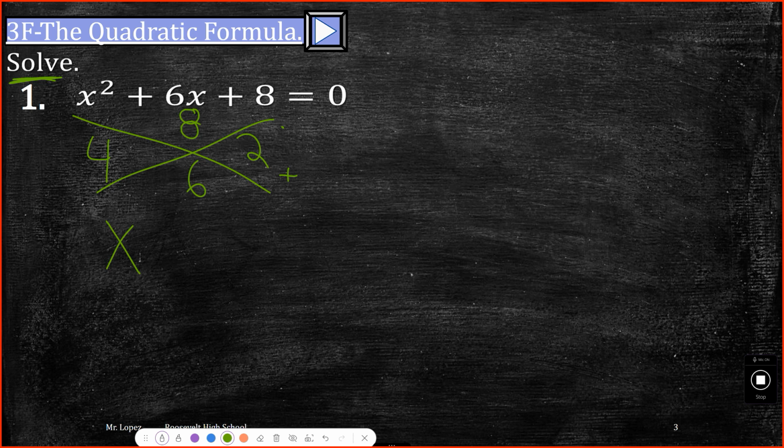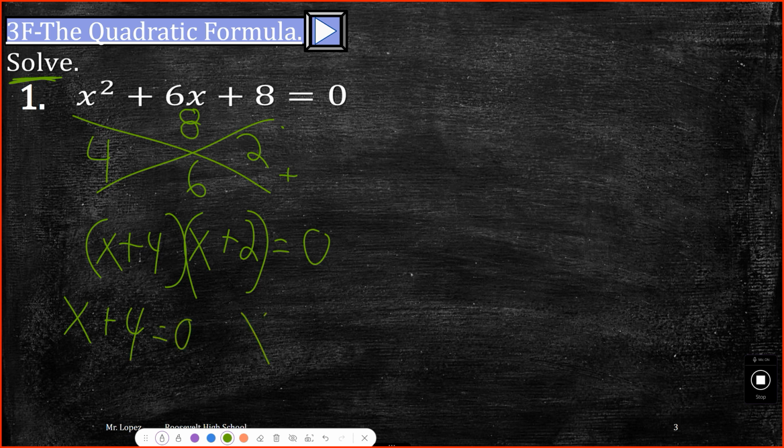Okay, I guess not. Let's go. So I'm going to use the zero product property. Write it as factors and set it equal to 0. So it's going to go x plus 4, x plus 2, and we're going to set each one of these factors equal to 0. So x plus 4 equals 0, x plus 2 equals 0. And we solve each one of these simple equations.